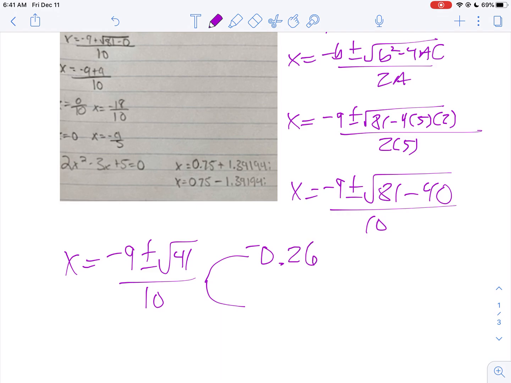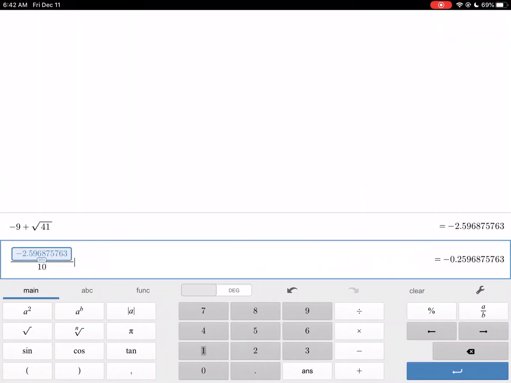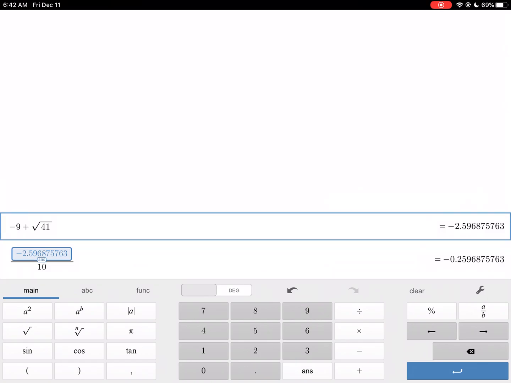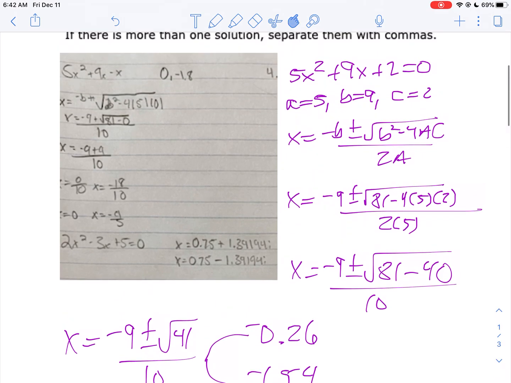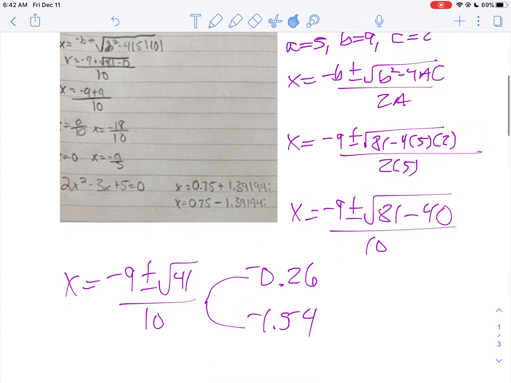And then I'll take negative 9 minus the square root of 41. And then notice I get negative 1.54. And that's what we're looking for in that question. Make sure when you redo your affirmation, sometimes they ask for a decimal. Sometimes they just want the exact answer. If it's the exact answer, you're going to type in what we have on the left: x equals negative 9 plus the square root of 41 over 10, and negative 9 minus the square root of 41 over 10.